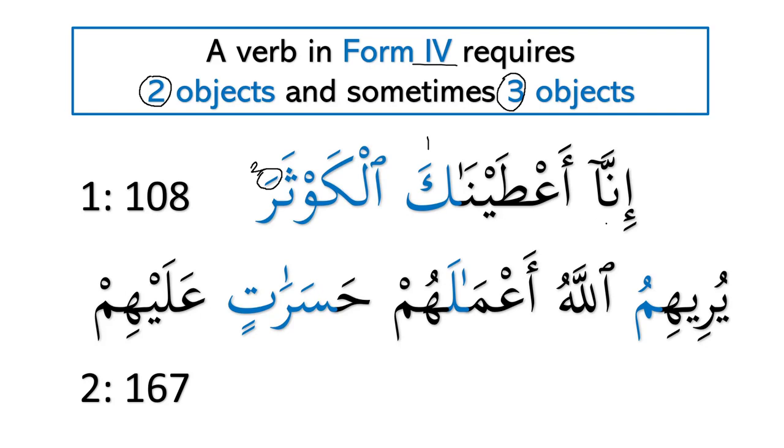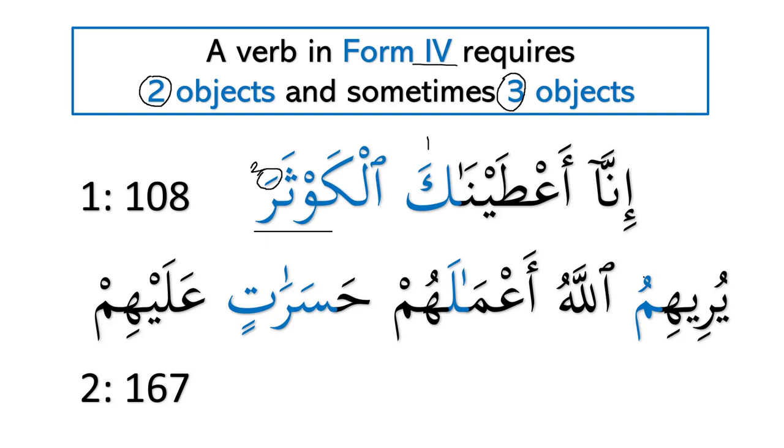So inna, indeed we, a'tayna, from a'ta yu'ti i'ta'an, to give, a'tayna, we gave who? Ka, to you, referring to Prophet Muhammad sallallahu alayhi wa sallam. What? Al-Kawthara, Al-Kawthar. So now we can see that it has two objects, and sometimes it gets three objects.